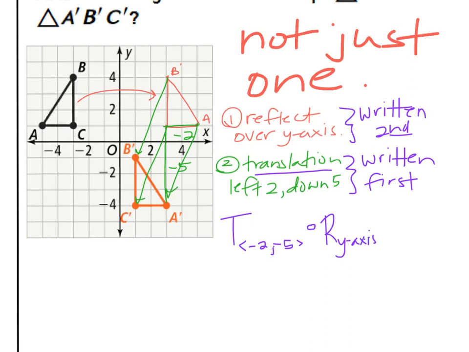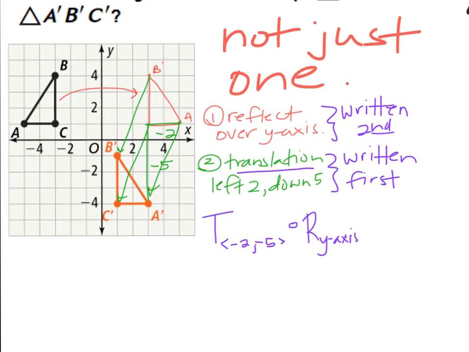And then what we do is we take the pre-image and we put it in parentheses. So we're just going to go triangle ABC. So this is the notation for the glide reflection.